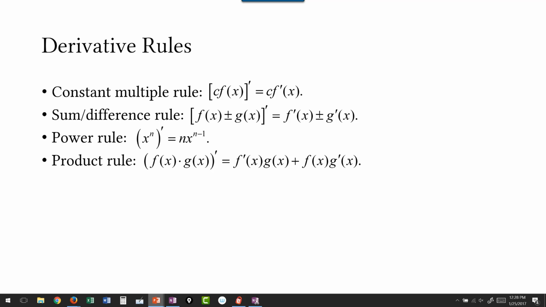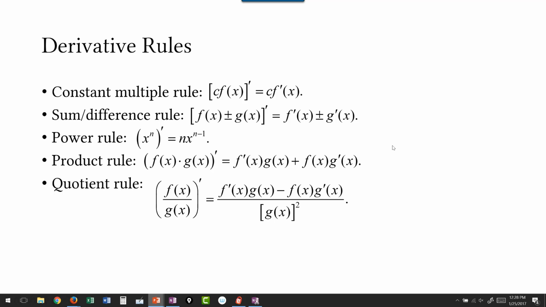Product rule. So the derivative of f times g is the derivative of the first here times the second plus the first times the derivative of the second. The quotient rule. We get the derivative of the top times the bottom minus the top times the derivative of the bottom all over the bottom squared. And then finally the chain rule, which is often one of the hardest to get used to. If you have the derivative of a composition of functions, you get the derivative of the outside function evaluated at the inside times the derivative of the inside function.